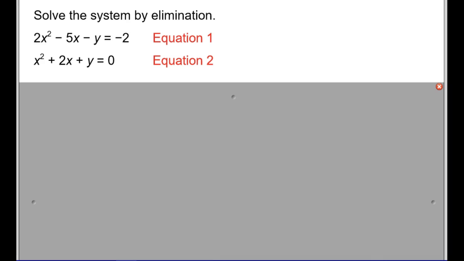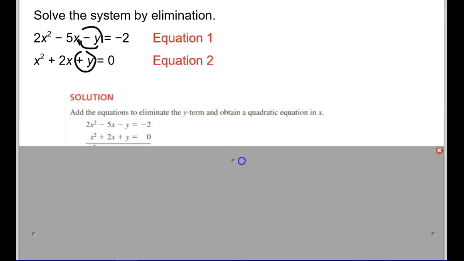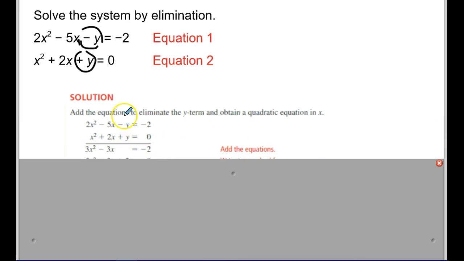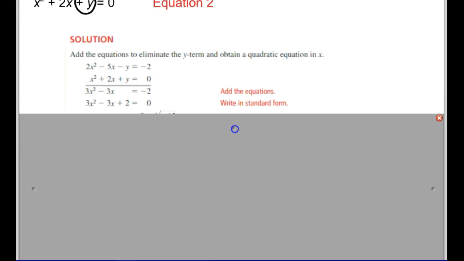So here we're going to use elimination. Okay, so we've used substitution, now we're going to use elimination. I would like to use elimination here because I see I have a -y and a positive y, and I know that if I add these two equations together, that will cancel out. So that's exactly what I do. I add my two equations, since these two will cancel out, and I end up with 3x squared minus 3x equals -2.